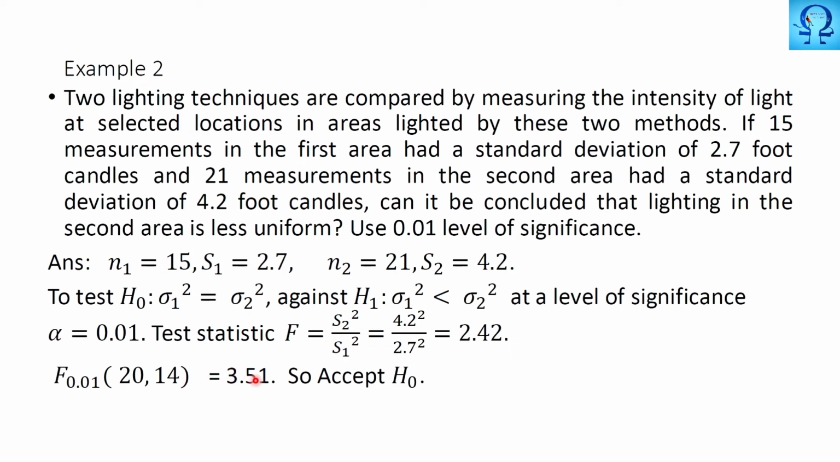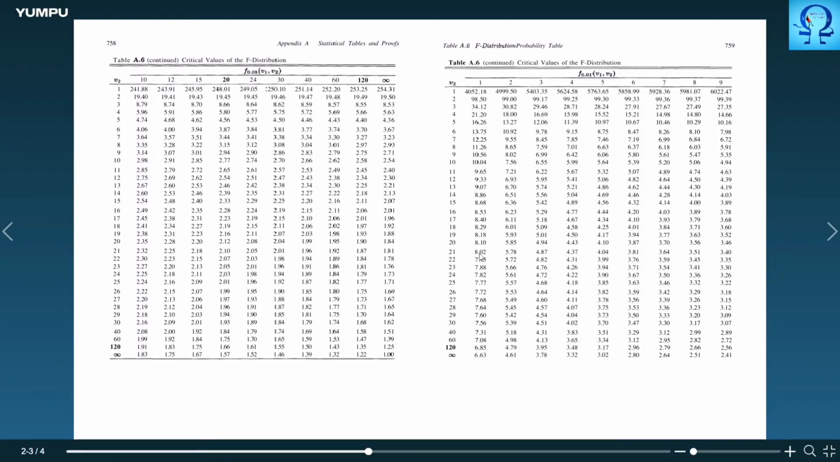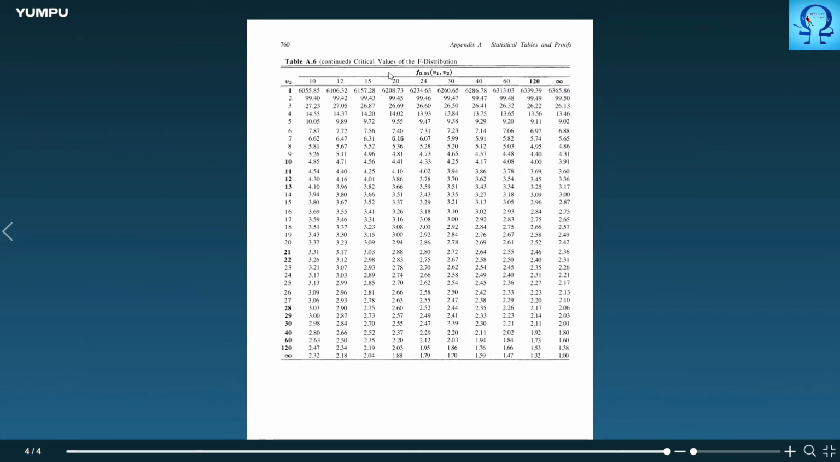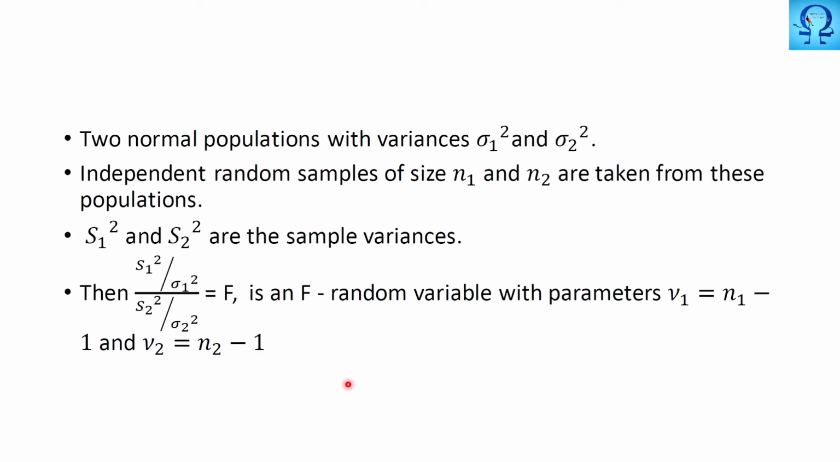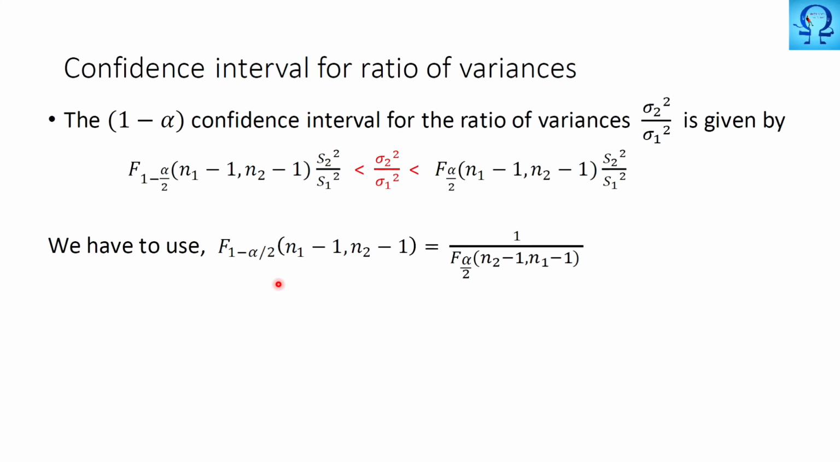We just read the value from the table. Let us try to read that value. 20 comma 14, isn't it? So 20 is here and 14 is here, so it is 3.51. So this is the value that we have here. So f is not bigger than the table value, therefore we'll have to accept H naught. Even in this situation we can find the confidence interval. But how? The confidence interval is found for the ratio of variances.